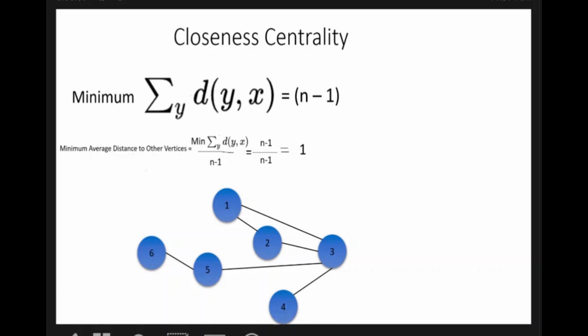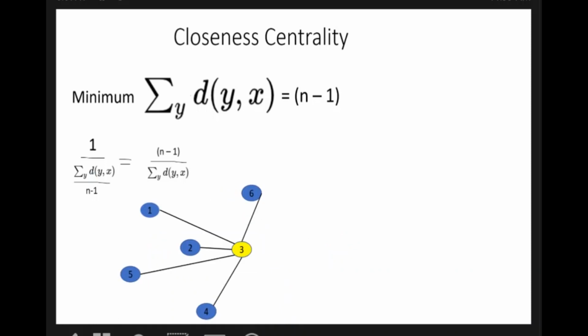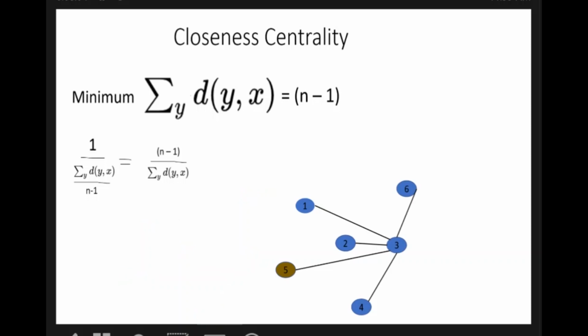Therefore, if we divide 1 by the average distance of any node in a graph, we will get a number between 0 and 1. The closer the ratio is to 1, the smaller the average distance of our node. The closer the ratio is to 0, the greater the average distance of our node to the other nodes in the graph. Closeness centrality, then, is defined as the reciprocal of the average distance between a node and every other node in a given graph, and is a number between 0 and 1.